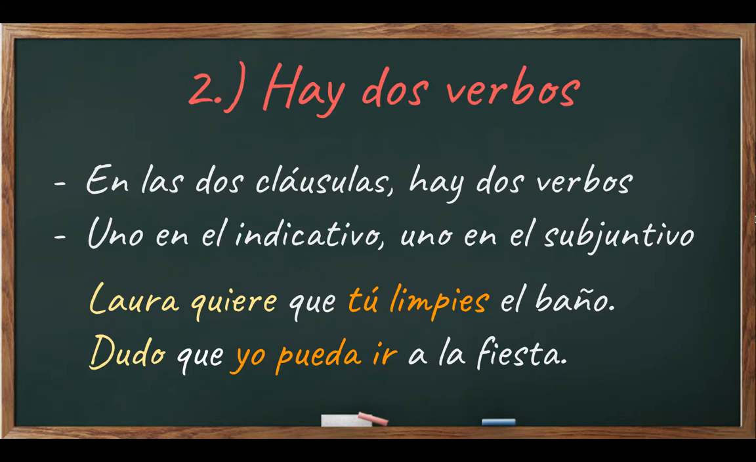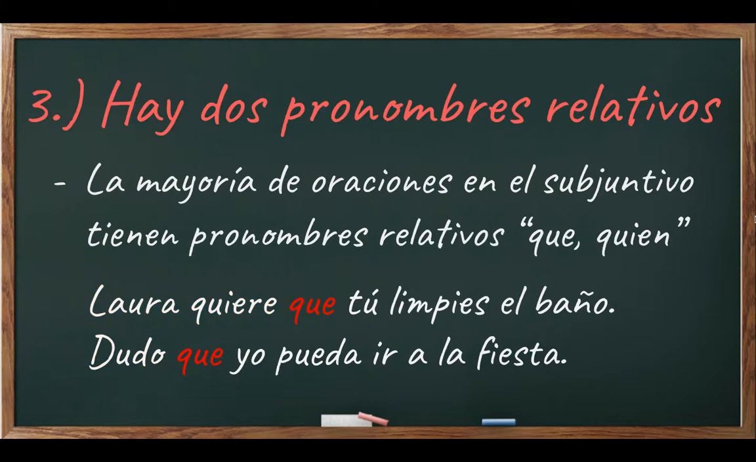It hasn't happened. We don't know if it's going to happen in the future. That's why you're using the subjunctive. Yo dudo que yo pueda ir a la fiesta. Número 3.